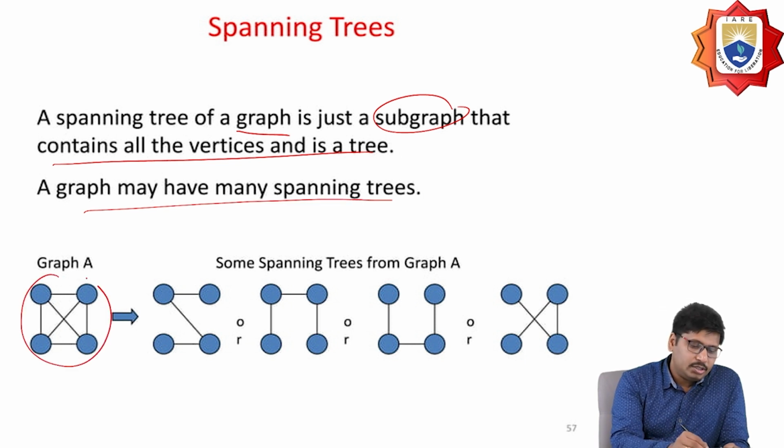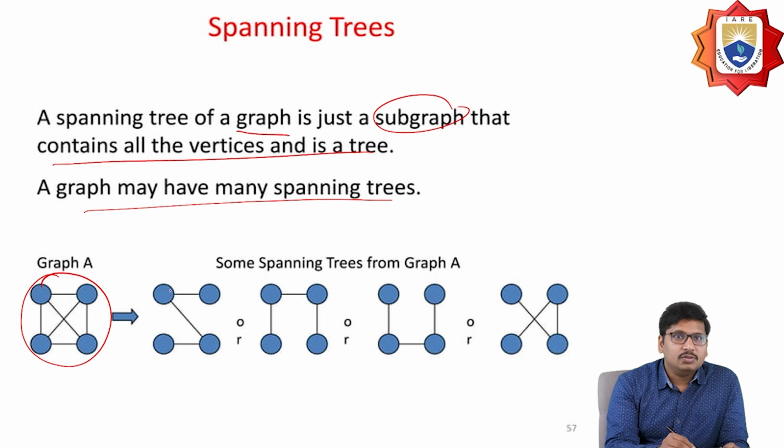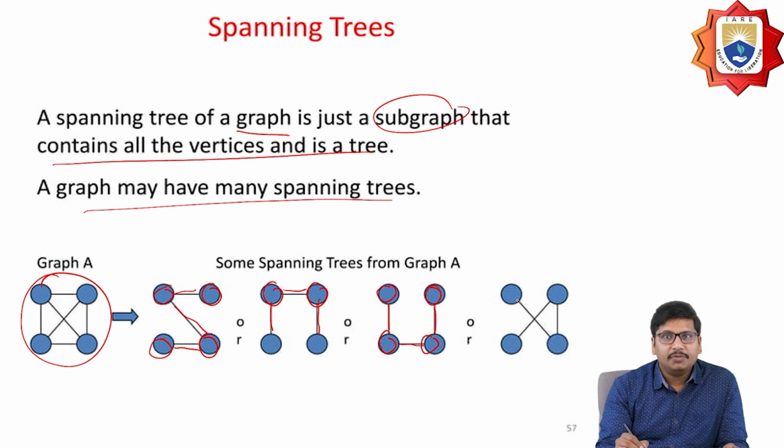Suppose I consider this graph here. This is one of the possible subgraphs I obtained from the original graph, and this is another subgraph I obtained from the given graph. All of these will be considered spanning trees of the given graph, and this is another possibility of a subgraph obtained from the original graph. And this is the other possibility. Like this, we can construct so many subgraphs.